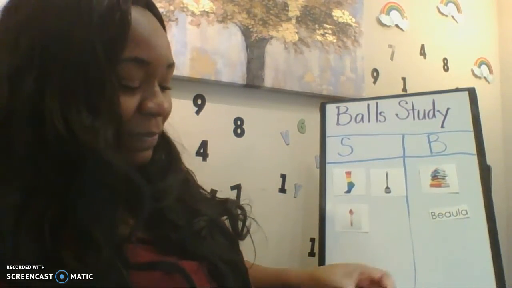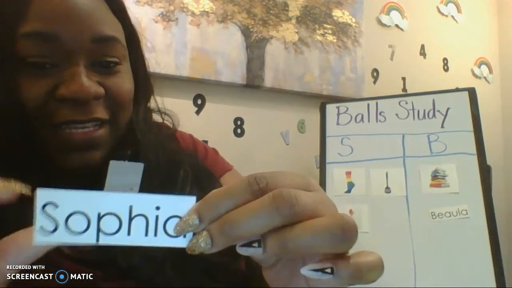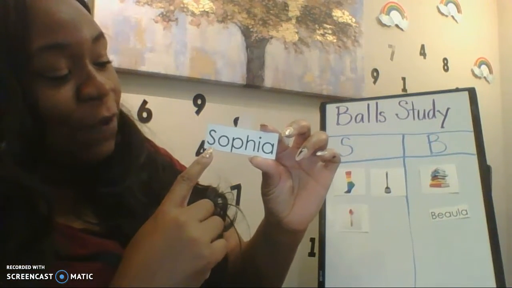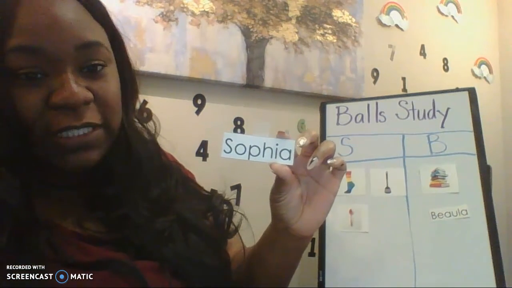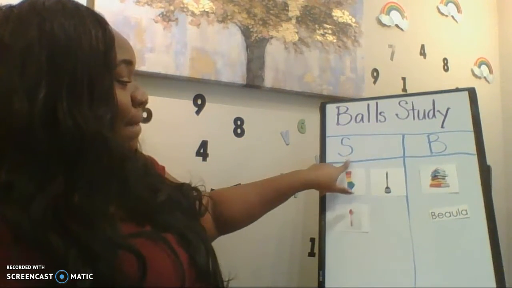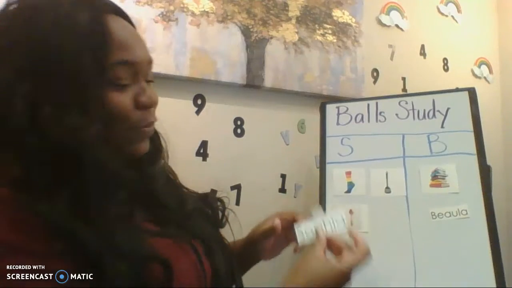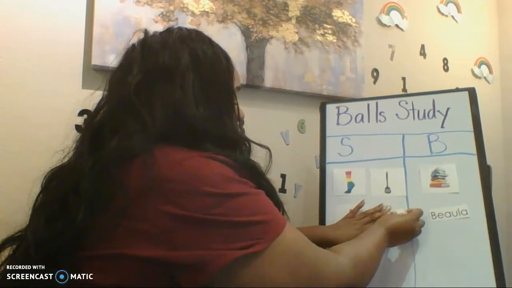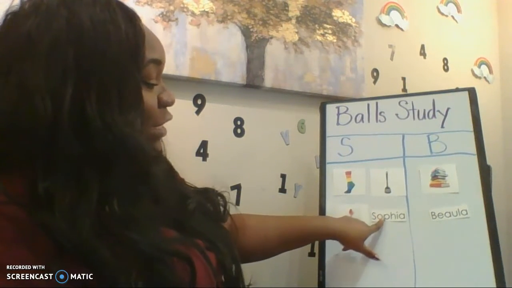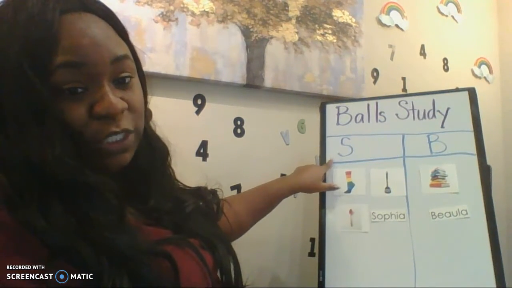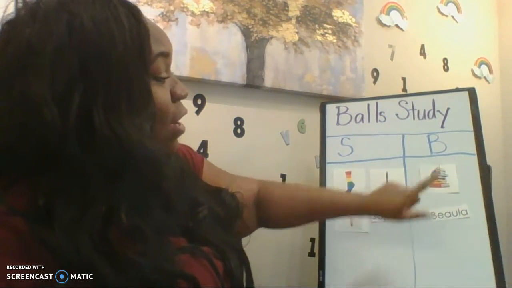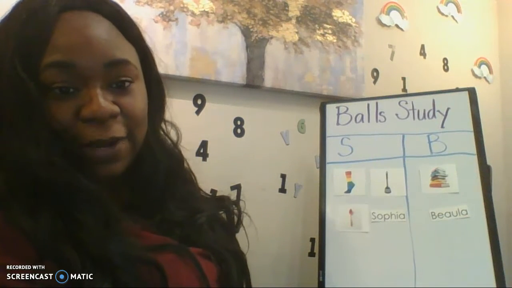Next, I have Sophia's name. Sophia's name begins with the letter S. And what sound does S make again? You're right. So where should I put her? Under the S or the B? Of course, we're going to put her under the S, okay? So we have sock, spatula, spoon, and Sophia all begin with the letter S, which makes the S sound. And we have books and Beulah, which begin with the B sound, just like the letter B.